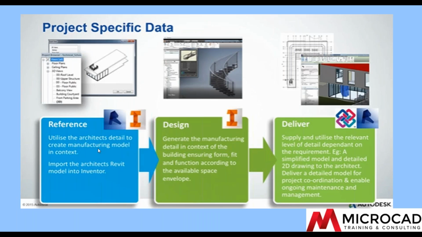An Inventor model can link to a Revit model. The product designer can then make sure that the product meets the form, fit, and function requirements set by the architect, and the product design can be echoed back to the architect as a Revit family for review and approval.